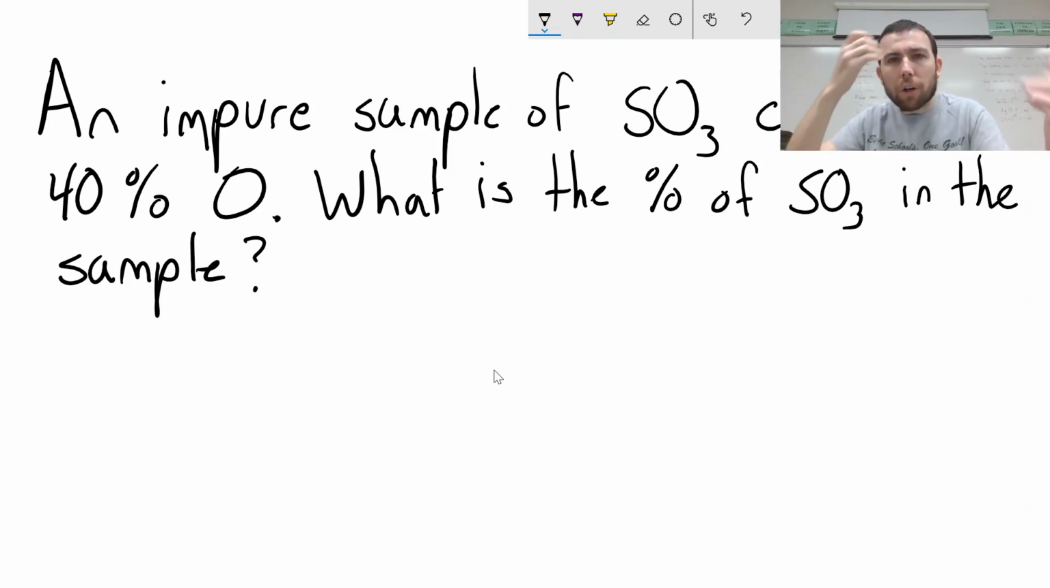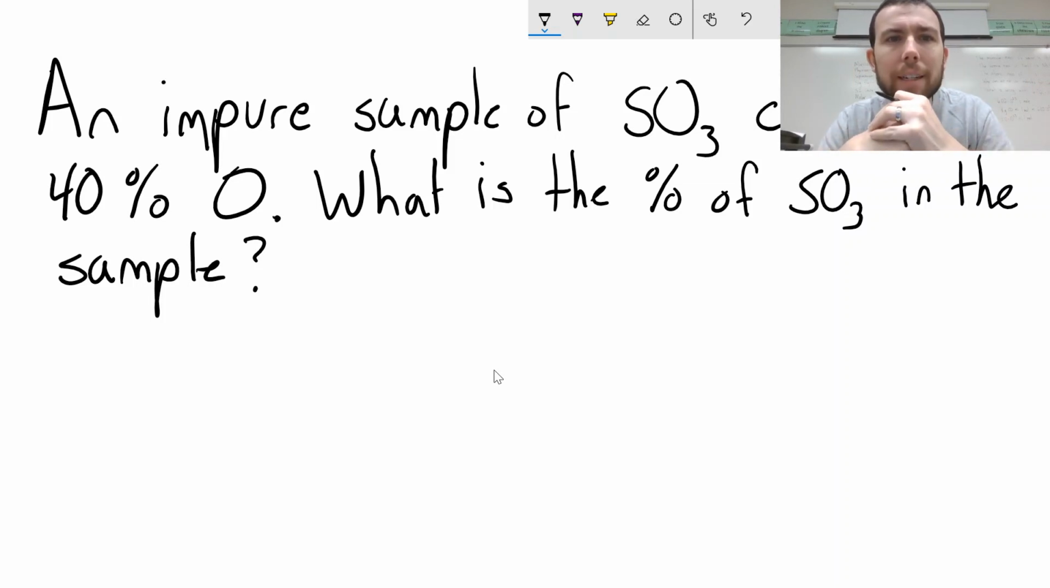And so if you recall from the PowerPoint, the very last slide gave us this question. It said an impure sample of SO3 contains 40% oxygen. What is the percent of SO3, sulfur trioxide, in the sample?